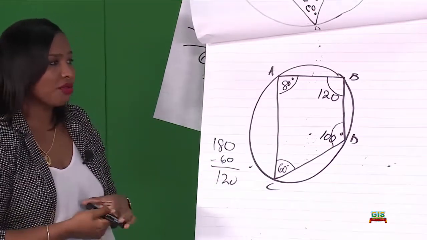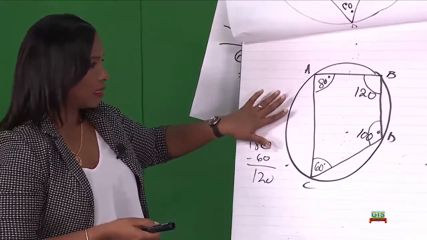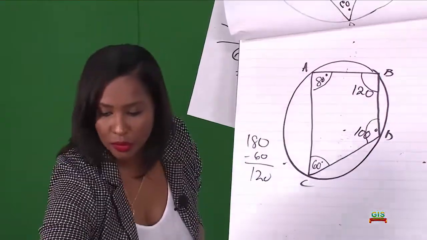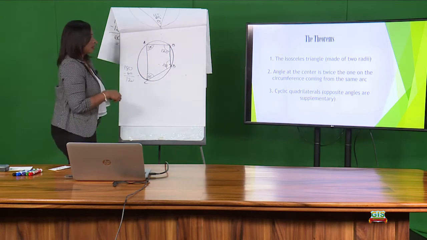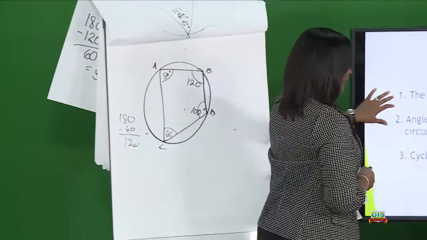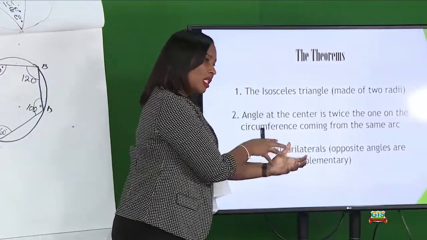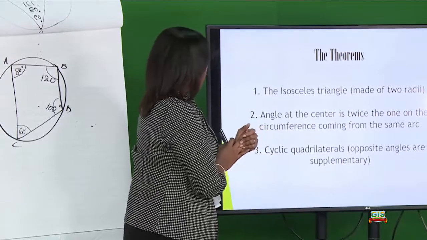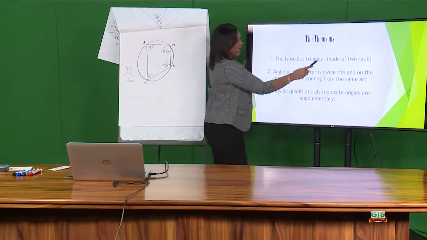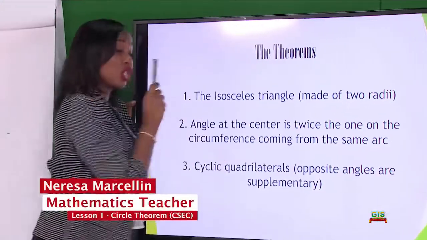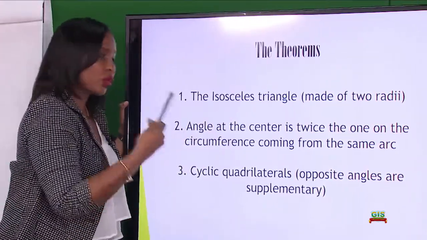We've looked at the 3 main concepts that govern this question that we have been looking at, the CSEC questions. So let's just recap what we've looked at today. We've looked at 3 theorems, okay? The first one, like I said, is not essentially a circle theorem, but it is a geometrical concept that is imported into circle theorem, all right? So what we have here is the isosceles triangle, and like I said, made up of 2 radii.